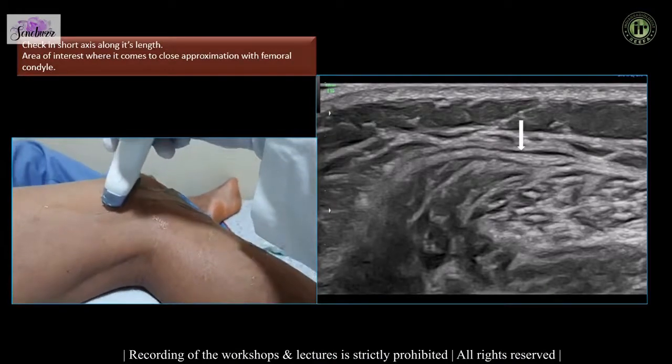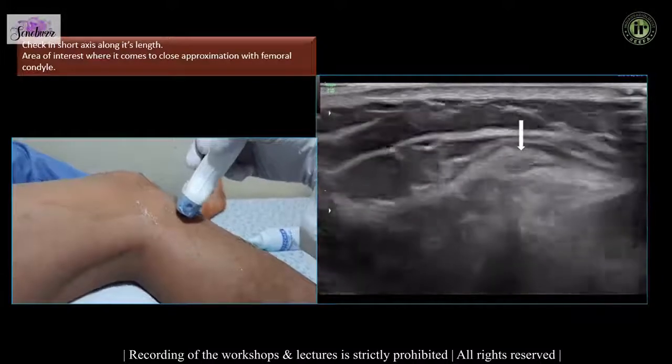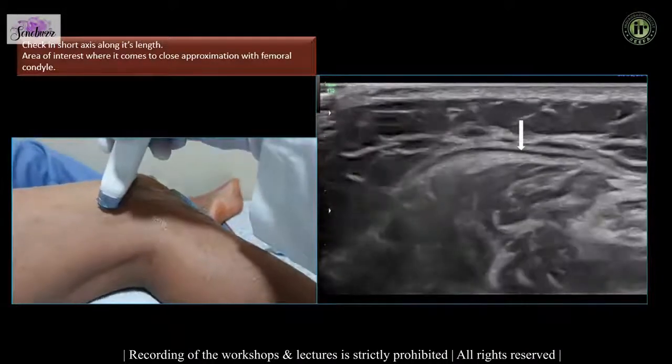Next, we'll scan it in short axis. In fact, we should make it a habit to scan all the structures in short axis along their anterior length.